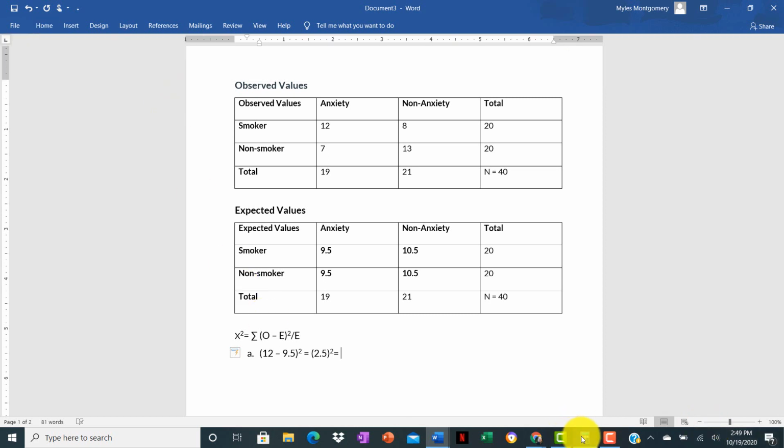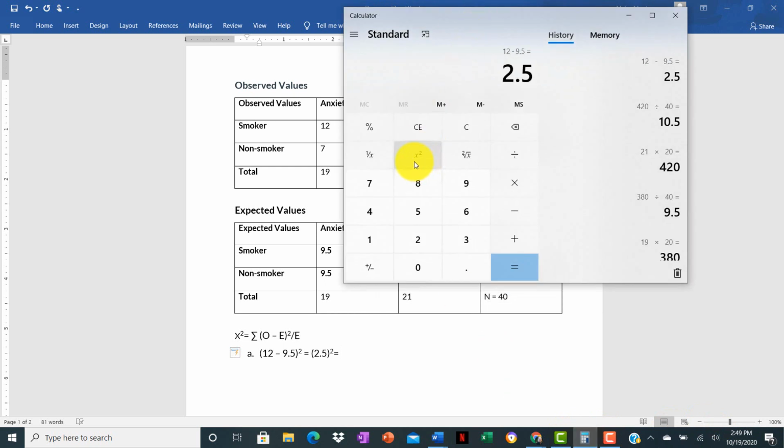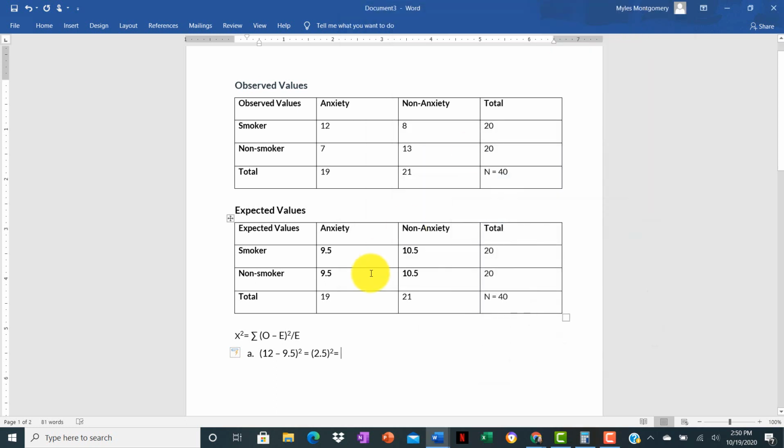So how do you do this on your calculator? Pretty easily. There's 2.5. There's the square key. Your calculator probably has something like it. Okay, 6.25. So we'll say 6.25 divided by, again, the expected value, 9.5. And this will give us what we're looking for for that cell.